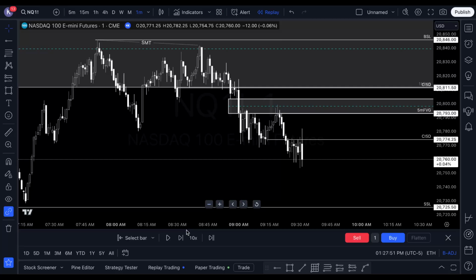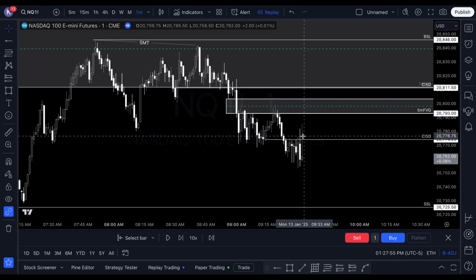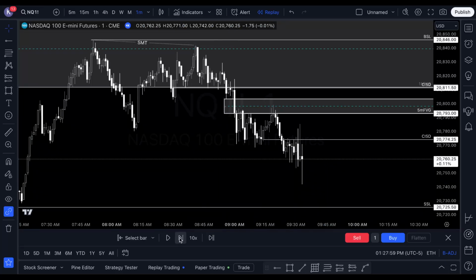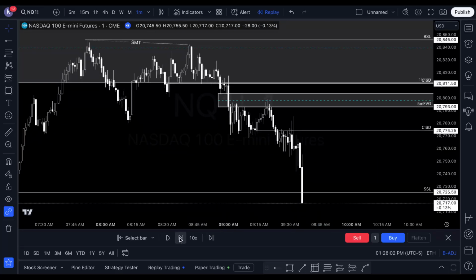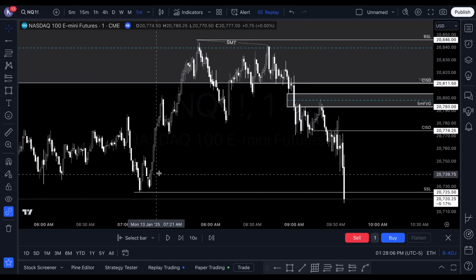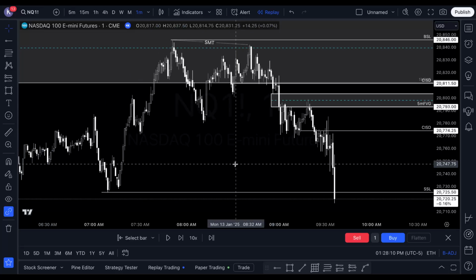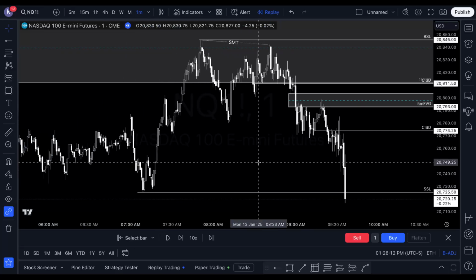So we can see that we tap back in, we move down, and we ultimately get a move towards this area of sell side liquidity right here on the 15-minute chart, or just the New York session low.